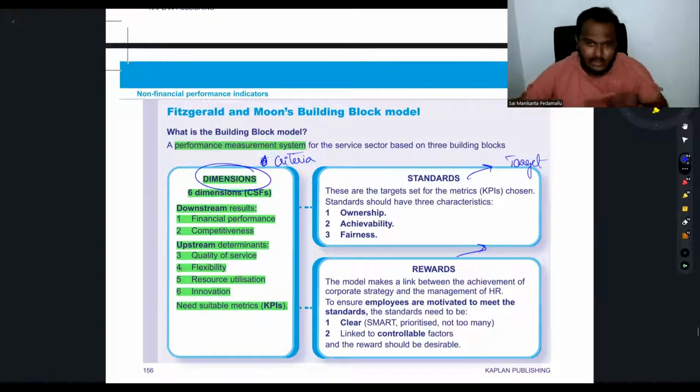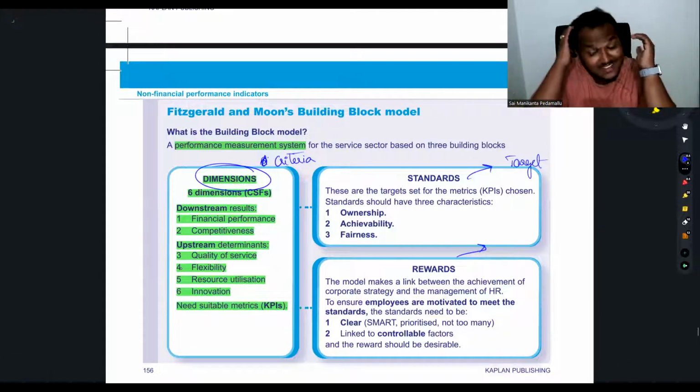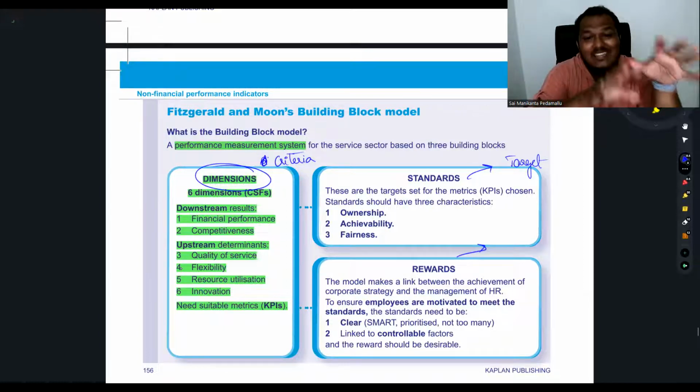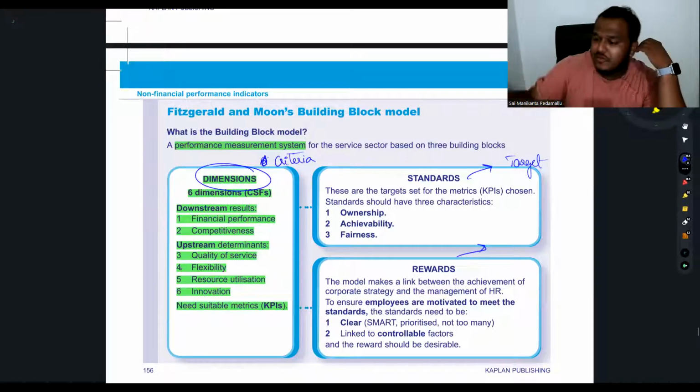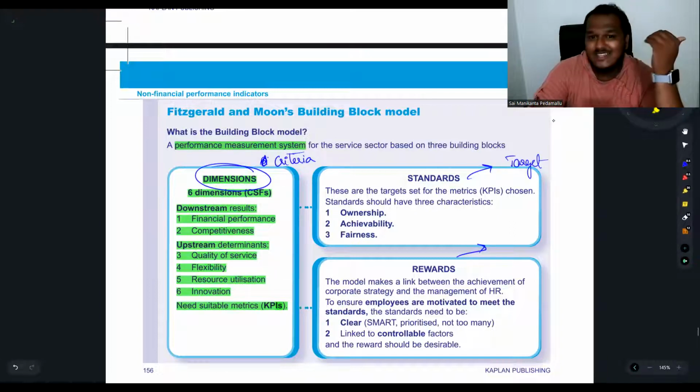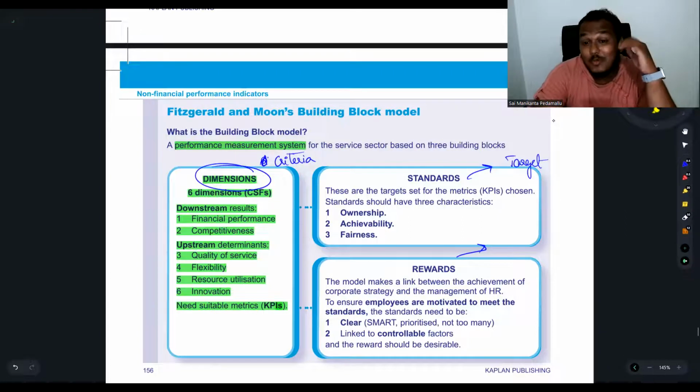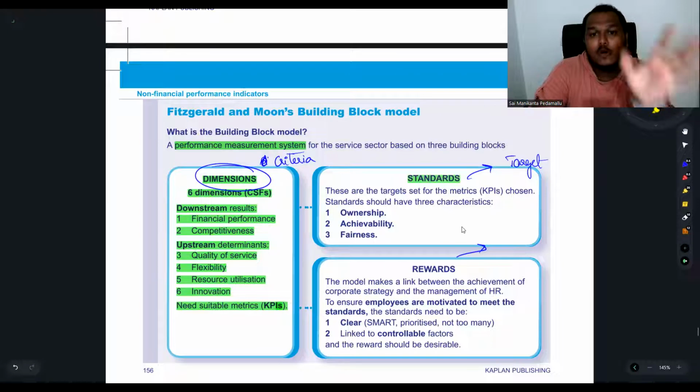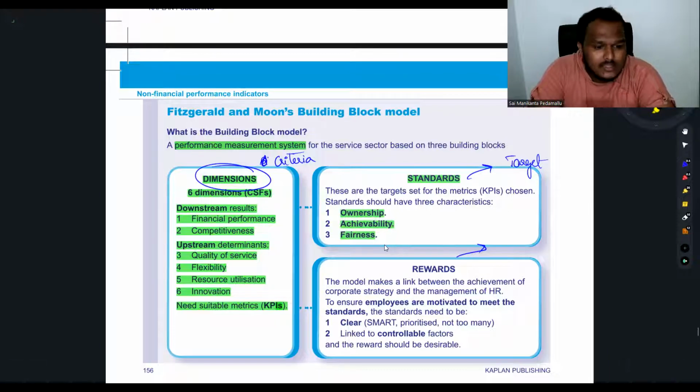There's nothing really explained. So if you see really, performance measurement is done only in the first phase. Remaining 2, if you look at this building block model, they say standards. When you set the standard, they do not talk about how to set the standards. They're saying that when the standards are set, you have to make sure that the standard should have ownership, achievability, fairness. Okay, that is fine. Those are just characteristics, just features.